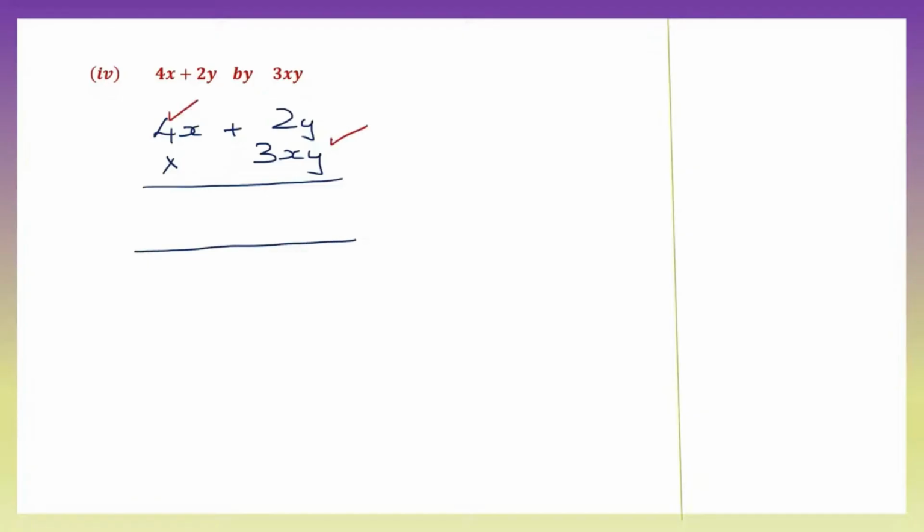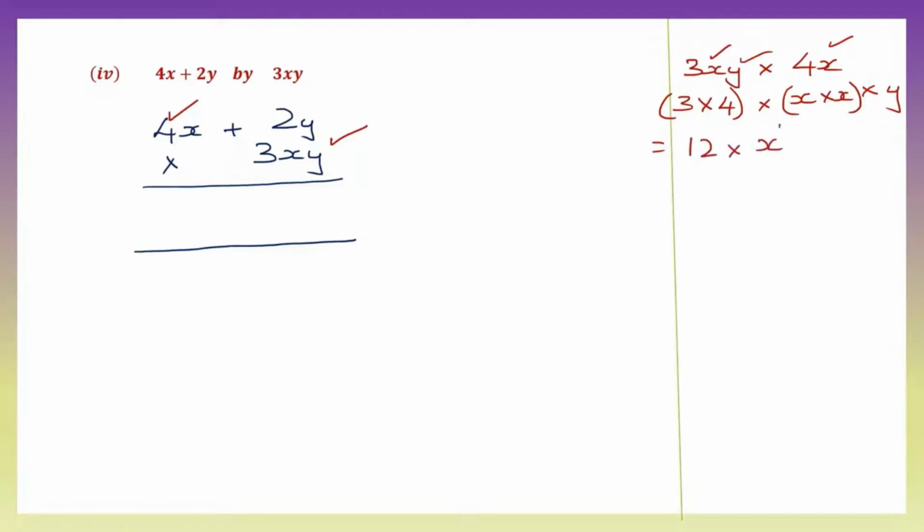Next question, 4x plus 2y into 3xy. Okay, let's do that. So let's multiply 3xy and 4x. So 3xy into 4x. Let's take the numbers 3 into 4 into, let's take the x, there's 1 here and 1 here, x into x. And let's take the y, that's 1y. So 3 fours are 12 into x to the power of 1 plus 1 into y. So that makes it 12x square y.